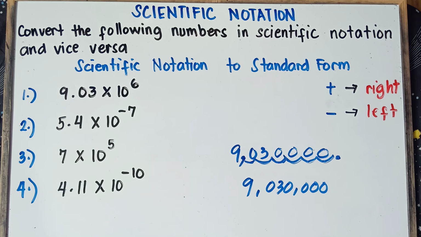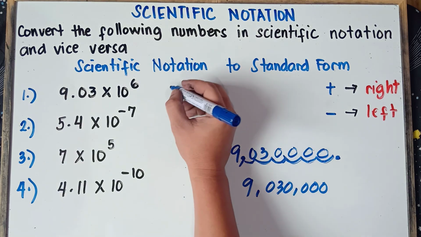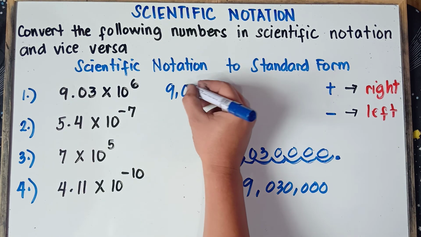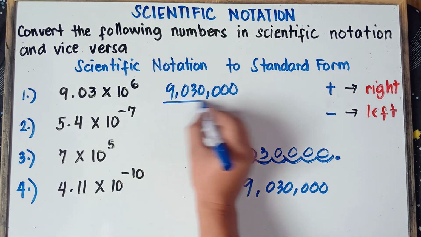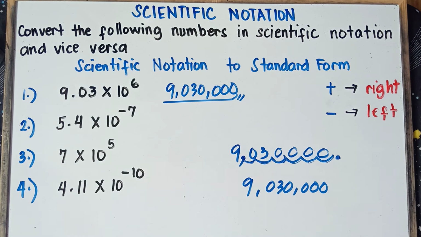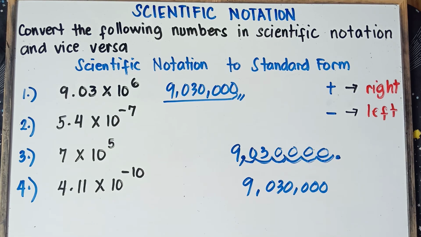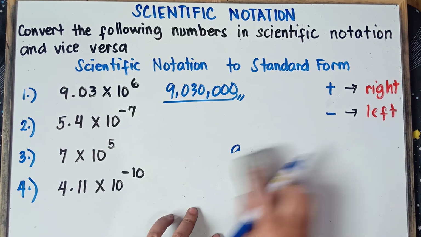That's it, class. Simple as that with regards to example number 1. Our answer would be 9,030,000. All set for example number 1. Alright, so let's proceed now to example number 2.